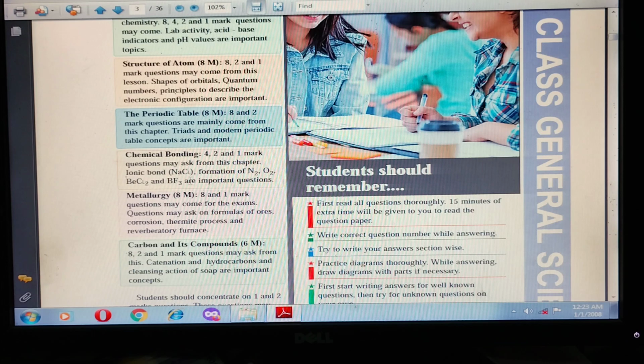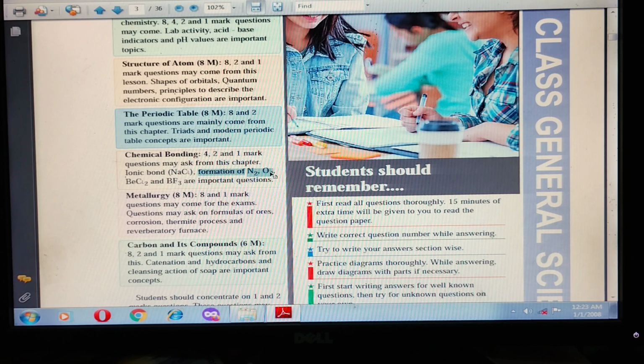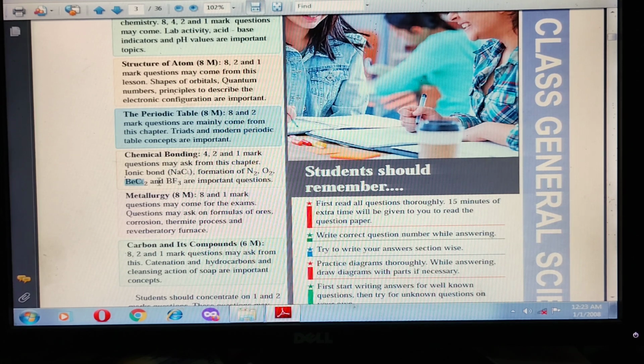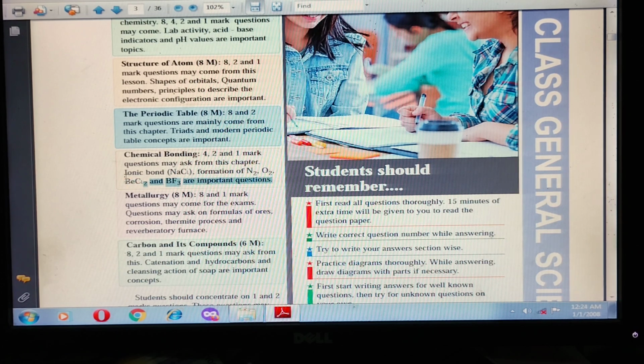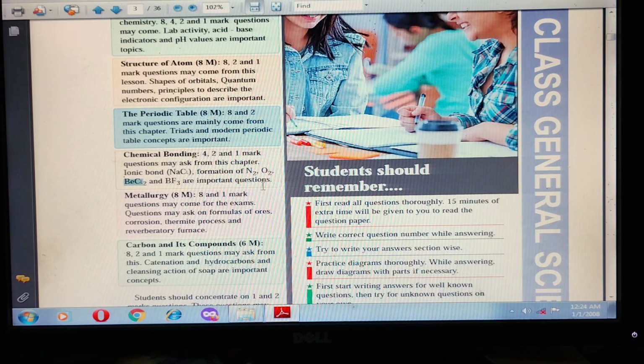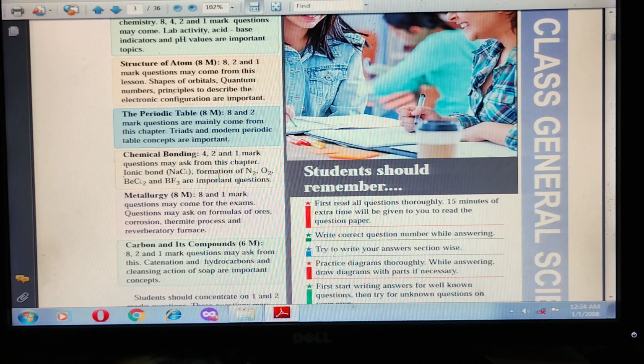And formation of N2 and O2, this is very, very important. Formation of N2 molecule and formation of O2 molecule, very, very important. And one more question is the hybridization concept: what is hybridization, and explain the formation of BeCl2 and BF3. So these questions are very, very important. Definitely from these two, that is the formation of N2 and O2, or what is hybridization and formation of BeCl2 or BF3, one question will come in the public examination.